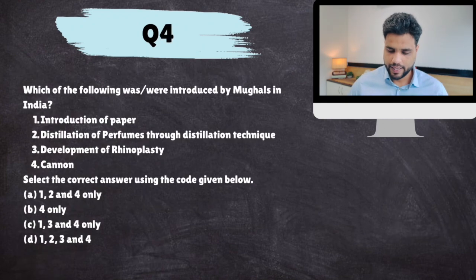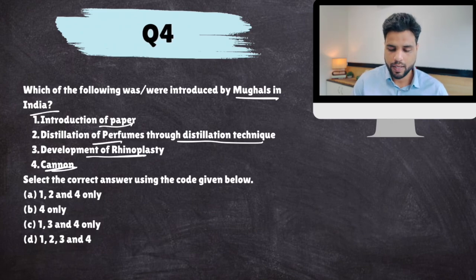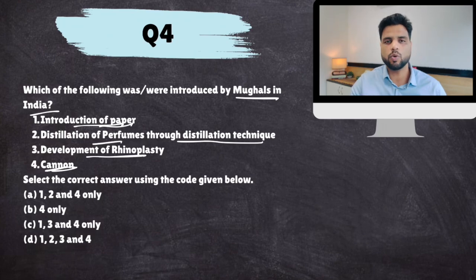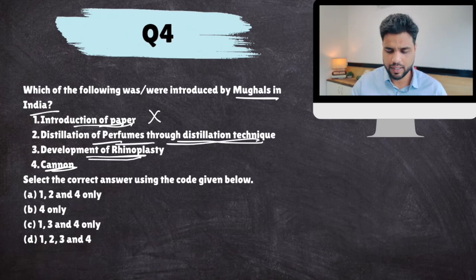Okay, next. Which of the following were introduced by Mughals in India? Introduction of paper, distillation of perfumes through distillation techniques, development of rhinoplasty, cannon. Now look, paper was introduced even before Mughals. During the Tughlaqs, paper was introduced, 13th, 14th century, and during Tughlaqs it was widespread. So no. Distillation of perfumes through distillation techniques was also there in Delhi Sultanate.